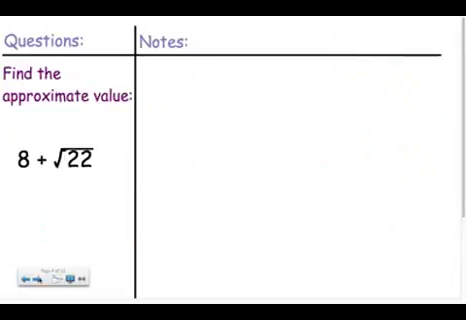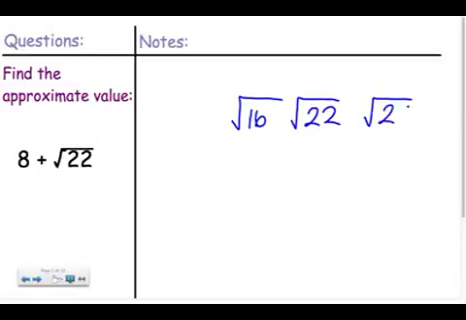Alright, find the approximate value, 8 plus the square root of 22. So first let's find the square root of 22, and then we've got to add 8 onto it. So 16 and 25 are the two nice square roots on both sides, so 4 and 5. This one is 6 away, this one is 3 away. So that means my answer is going to be closer to 5 than it is to 3.